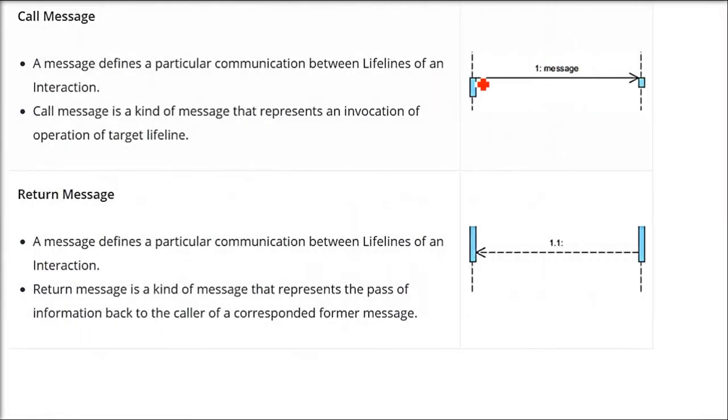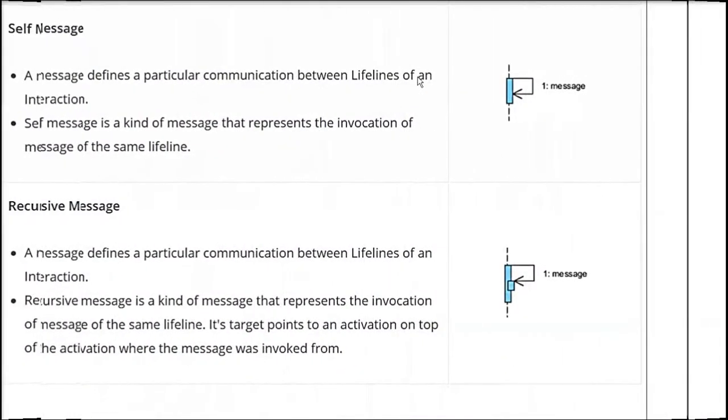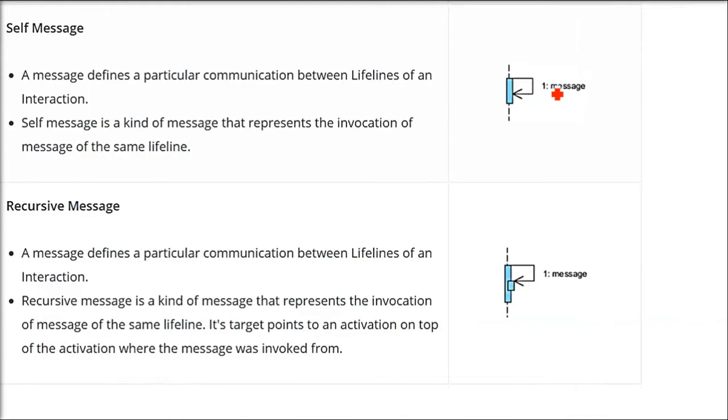Call message means a message has to be passed from one lifeline to another. And when you send a message, you might want some reply, so that is a reply message. The self message: as I said, objects have different functions. A class has multiple functions, so a lifeline, that particular object, is accessing its own function. That is called the self message.